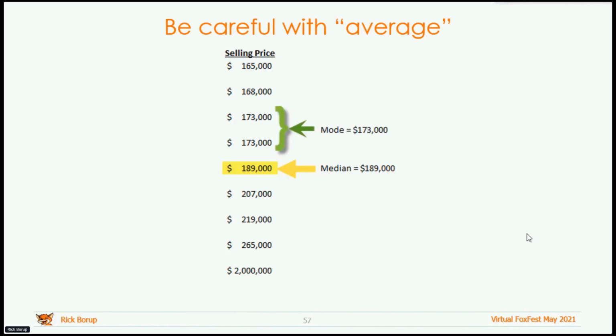The mode, another metric, is the number which occurs the most frequently, but the average is way down here at 356,000 almost, also called the mean, of course.